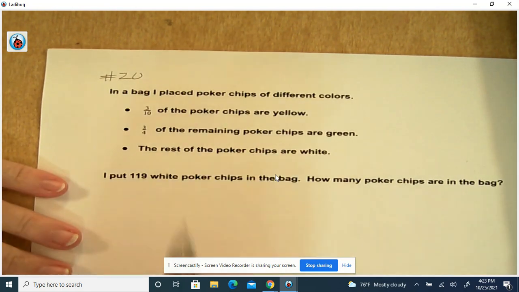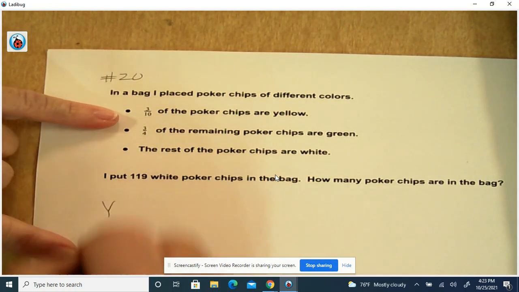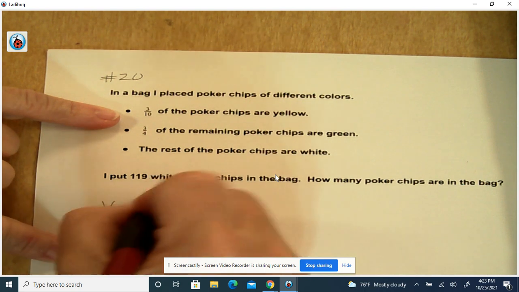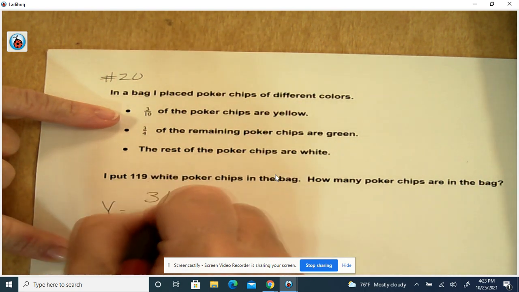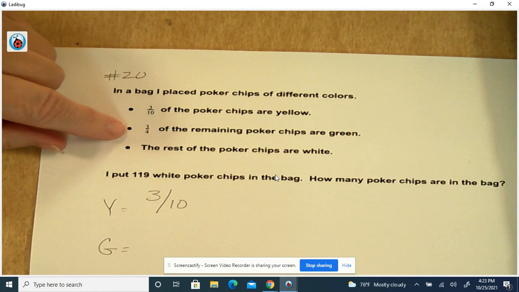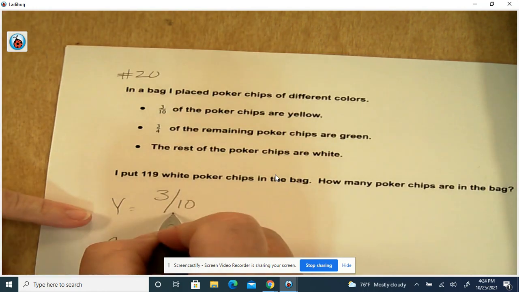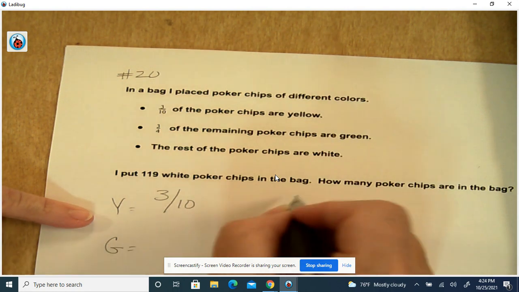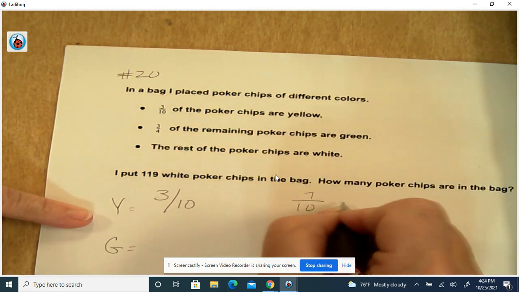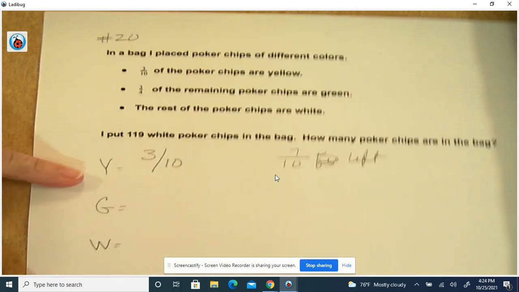It says that 3/10 of the poker chips are yellow. So we've got yellow, green, and white. So 3/10 of them are yellow. Then it says 3/4 of the remaining poker chips are green. So if we have 3/10 of yellow, that means that 7/10 are left over, right? Because 10 over 10 makes one whole. So we've got 7/10 left over.